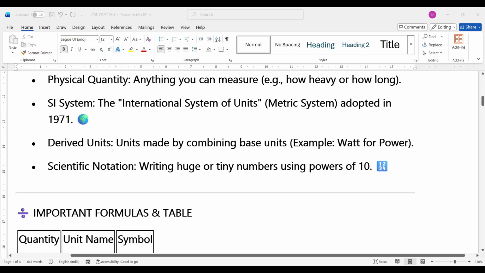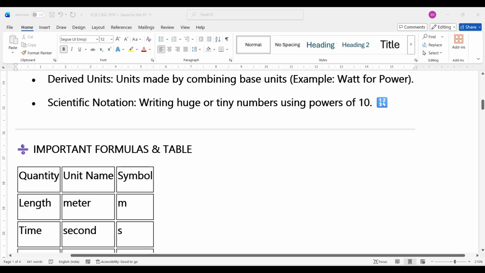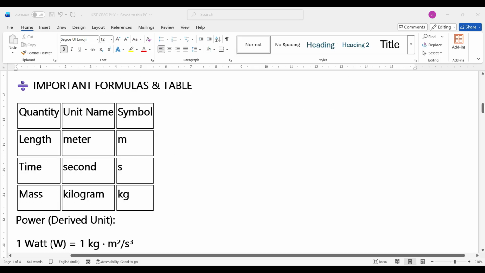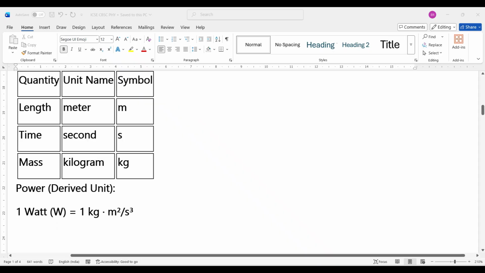Important formulas and tables. Quantity, length, unit name, meter, symbol m. Quantity, time, unit name, second, symbol s. Quantity, mass, unit name, kilogram, symbol kg. Power, derived unit: 1 watt is equal to 1 kg multiplied by meter squared per second cubed.